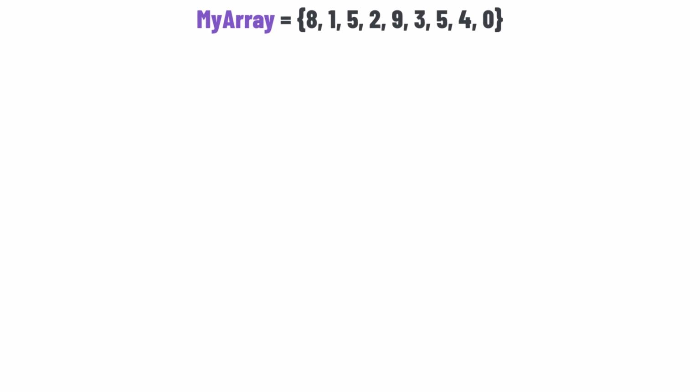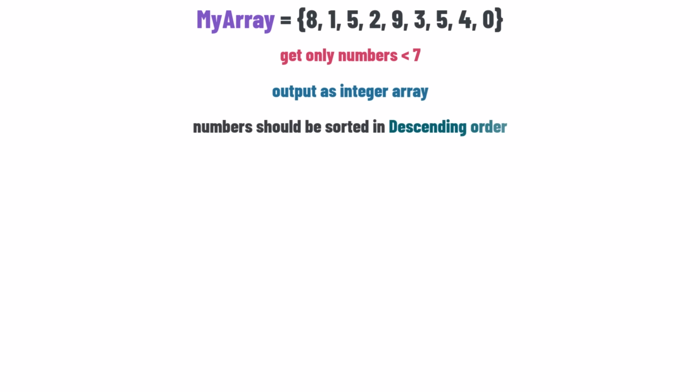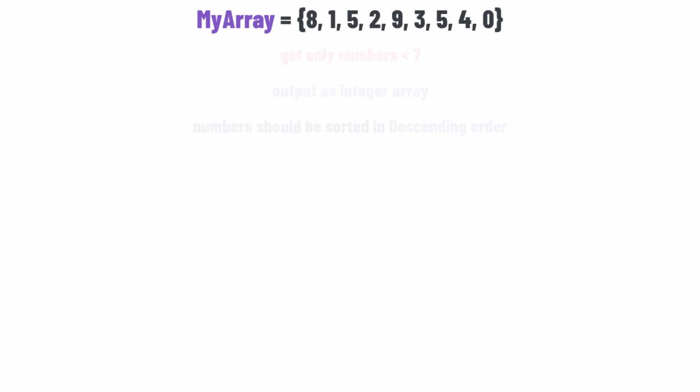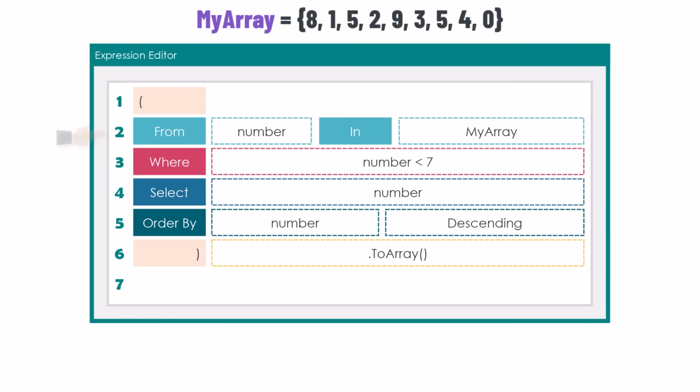I want to filter this array, to get only the numbers that are smaller than 7. I want to get the output as an integer array. The numbers inside the output array should be sorted in descending order. For that I can use the following query. First I define the data source. After that I have a condition to filter the array, to get only the numbers I need. After that I use select clause, to select the numbers that meet the condition.